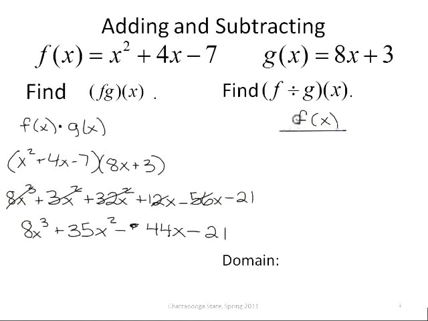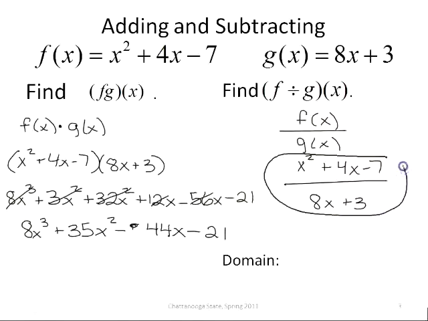Now, division, you literally are going to put the polynomial f of x over the polynomial g of x. So this will give me x squared plus 4x minus 7 over 8x plus 3. Sometimes you might be able to simplify this a little bit. In order to simplify it, you would have to be able to factor and remove one of the factors that is the same from the numerator and the denominator. But here we can't do that. So this would be my final answer.